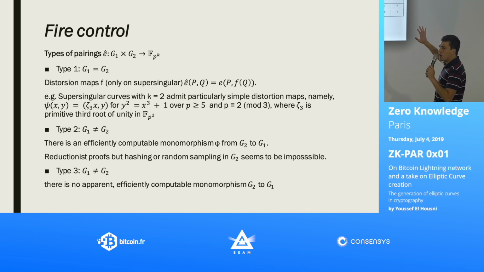We have advantages and disadvantages. Today, for example, we use type 3 pairings. We do not use type 1 pairings because of security and efficiency. Type 2 are good because you can reduce the security proof to only one group, because there is an efficiently computable monomorphism. And type 3, but you cannot hash into G2. For example, if you use some protocols, for example BLS signatures, you need to hash into G2. And there is type 3.